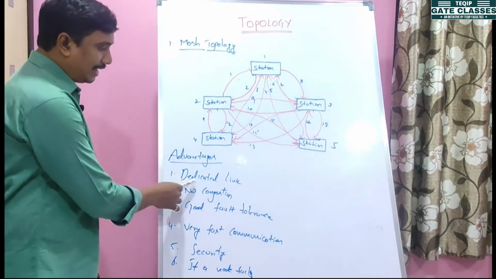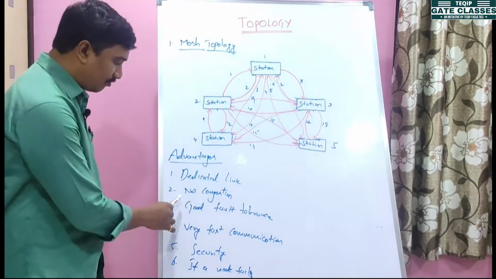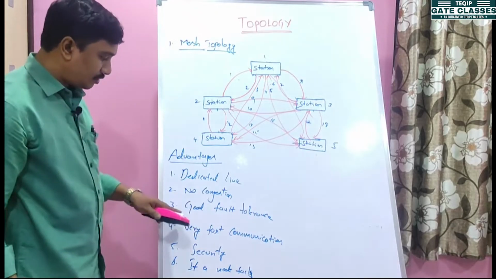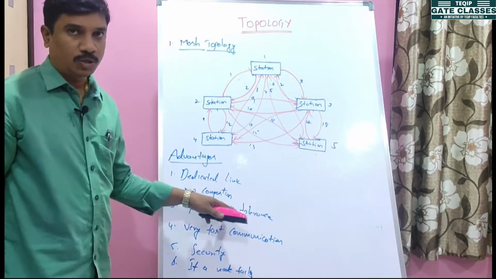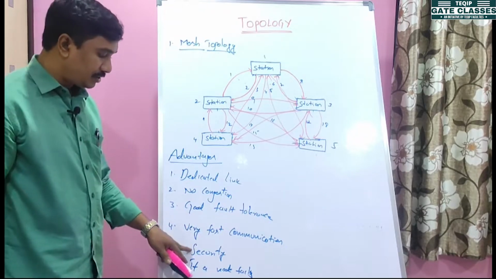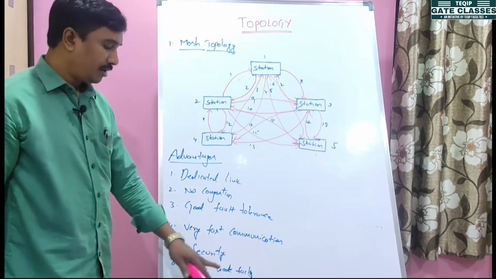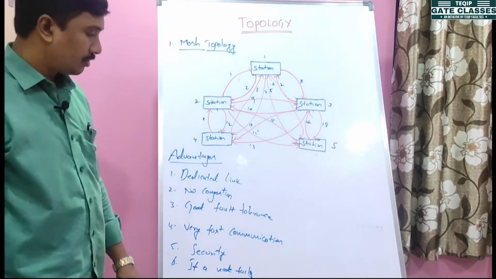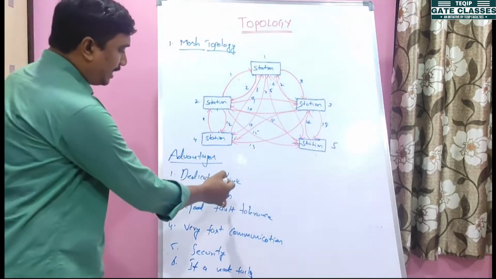The first one is dedicated link. Second one is no congestion. Third one is good fault tolerance. Fourth one is very fast communication. Fifth one is security. Sixth one is if a node fails, whatever. I will explain that.